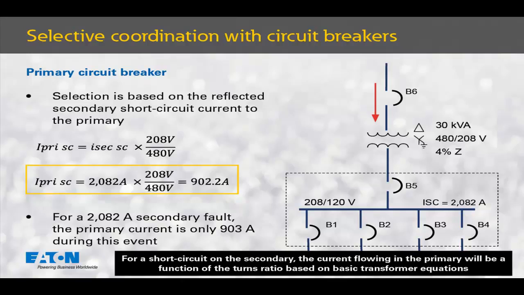To calculate that current, I multiply 2082 secondary amps by 208 secondary volts divided by 408 primary volts. This shows us that for a 2082 amps calculated short circuit current on the secondary of this transformer, the primary current flowing during that fault will only be 902.2 amps. For our sake, we're going to use 903 amps.